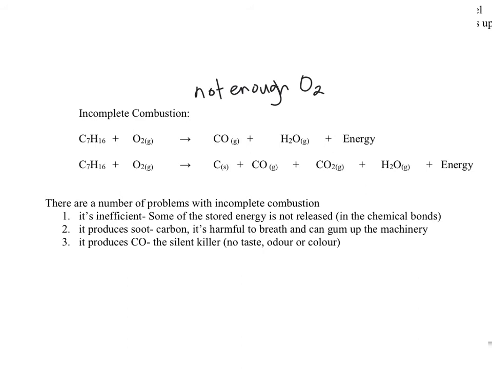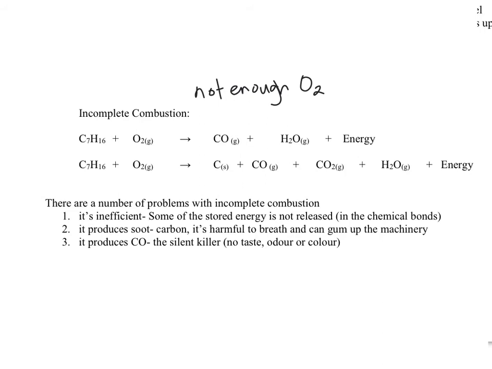So there's a number of problems with incomplete combustion. It's not very efficient. So the energy that's stored in those carbon-carbon and carbon-hydrogen bonds is not maximized in terms of released energy. It produces soot, which is dirty and can get into places that you don't want it to get. And then it produces carbon monoxide, which we all know can kill you.